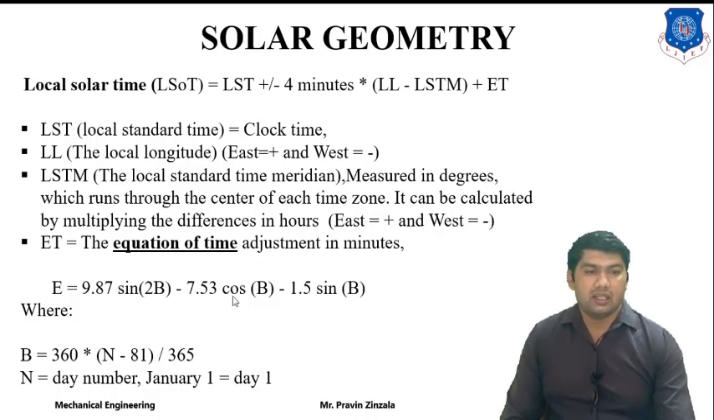The equation of time can also be calculated using the number of the day. The equation of time is equal to 9.87 sine 2b minus 7.53 cos b minus 1.5 sine b, where b is equal to 360 times n minus 81 divided by 365. N is the day number: for 1st January it is 1, for 2nd January it is 2. For 5th February, it is 31 days of January plus 5 days of February. So it is the number of the day.